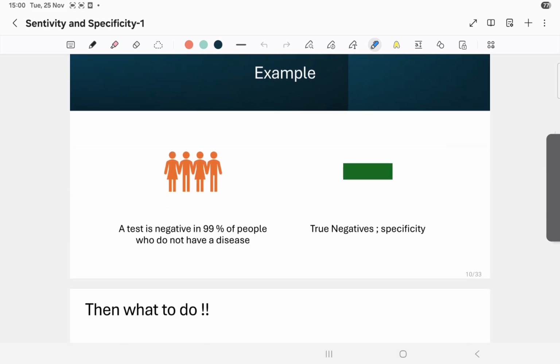In other words, the test is negative in 99% of the people who do not have the disease. So these are healthy people. True negatives. So that is what we mean by specificity.